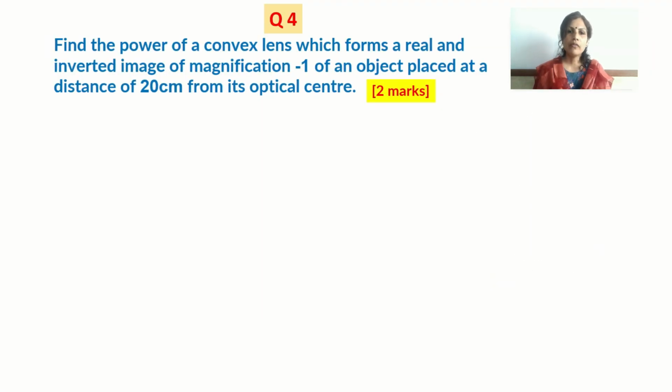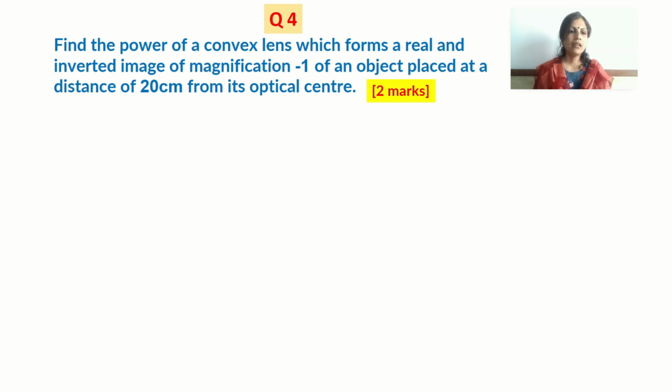Find the power of convex lens which forms a real and inverted image of magnification -1 of the object which is placed at a distance of 20 centimeter from its optical center. Now here magnification is -1. That means the image distance and object distance must be same. Alright. Now and the height of the image and height of the object should also be same. This is possible only when we keep the object at a distance of 2f.